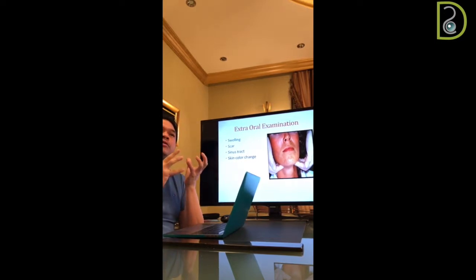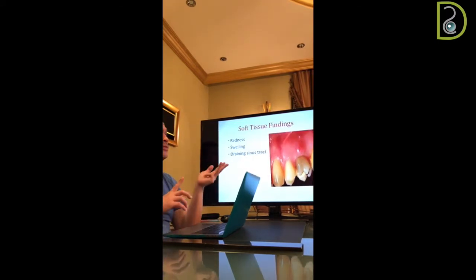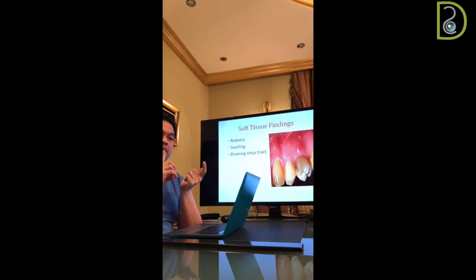This is what we can call your physical examination. It gives you a hint that we have a problem inside the mouth. When you go internal for intraoral examination, we have to look at both hard tissue and soft tissue. For soft tissue, we have to look for redness, swelling, or sinus tract. It gives you an idea that we have an inflammation, or local inflammation, in this area.